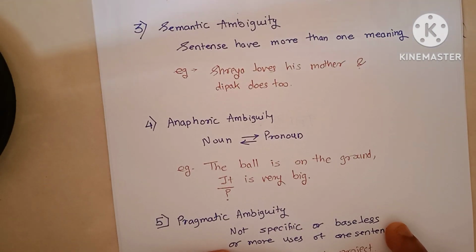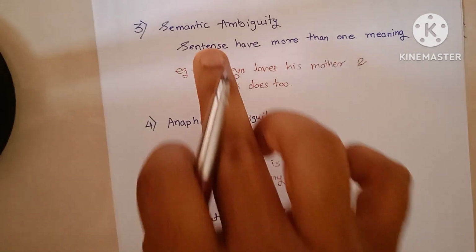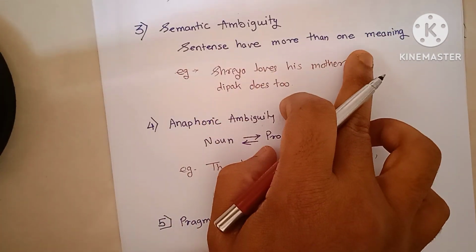Now the next is semantic ambiguity. Now what is semantic ambiguity? Semantic ambiguity is nothing but a sentence having more than one meaning.